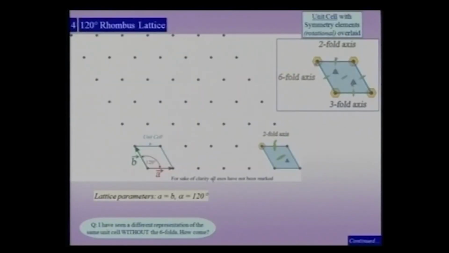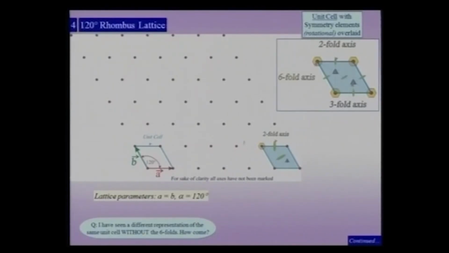The fourth lattice we consider is the 120-degree rhombus lattice. As you can see, it is not just any rhombus, but a rhombus with an included angle of 120 degrees. In this picture, we can see the 120-degree rhombus lattice, also overlaid with the lattice translation vectors A and B with an included angle of 120 degrees, and also the unit cell of the lattice. The lattice parameters for this lattice are A equal to B, which is why it is called a rhombus, and the included angle alpha is equal to 120 degrees.